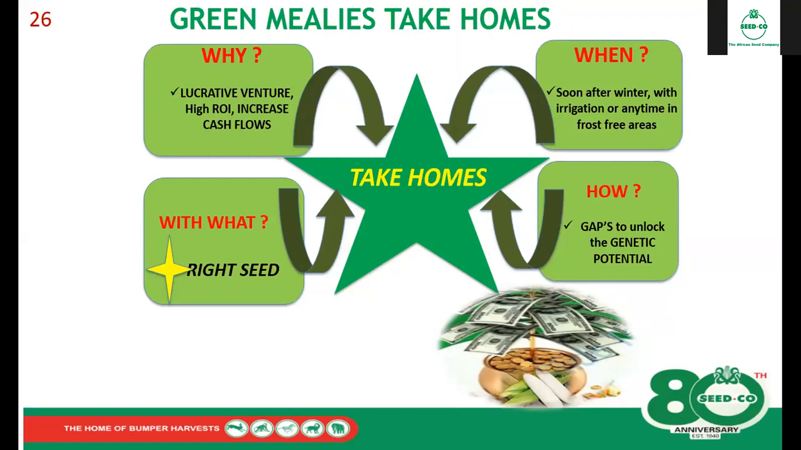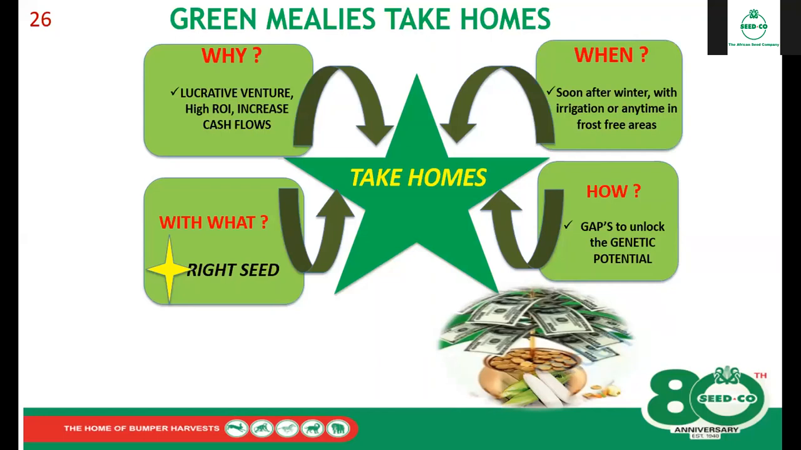With what? You need to do it with the right seed. Because what good is it for you to come in and employ the good agronomic practices that we were preaching about today and have the wrong seed? You need to start right, get the basics right, start with the right seed to get the desired result. And then the good agronomic practices come into play to unlock the genetic potential of the crops that you will have established.